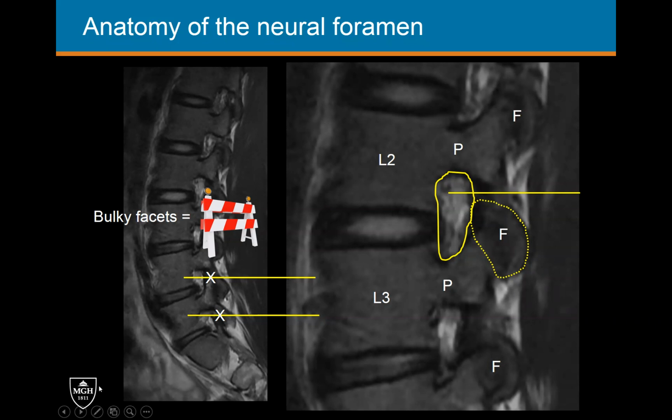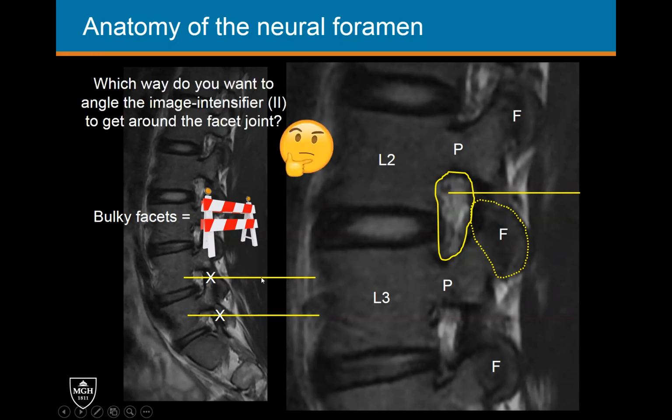So while you're thinking about that, and before we get to it, think about which way we want to angle the image intensifier in order to get around the facet joint, because right now, with this line that I've drawn, I can't get into the neuroforamen because I'm going to bump into the facet joint before I get to the neuroforamen. So which way do I want to angle the image intensifier to get around the facet joint? All right, so we'll come back to that.